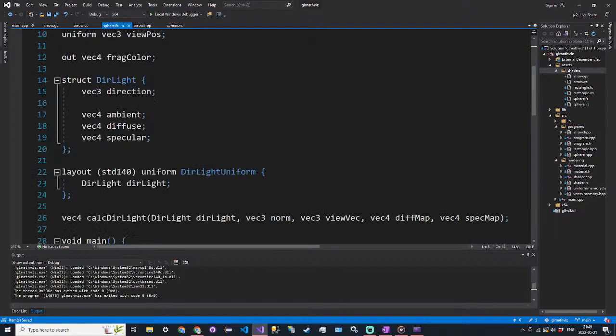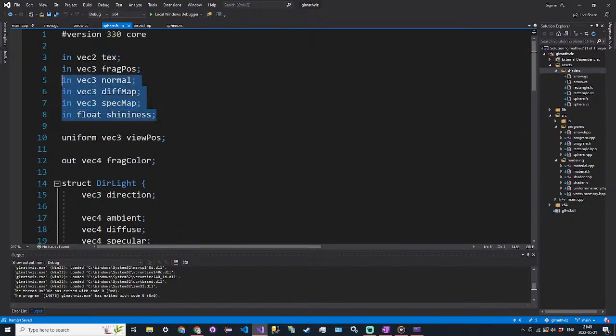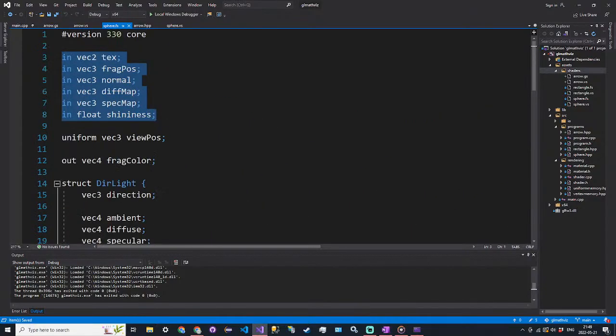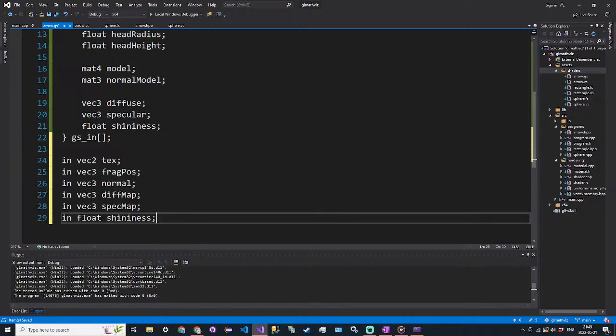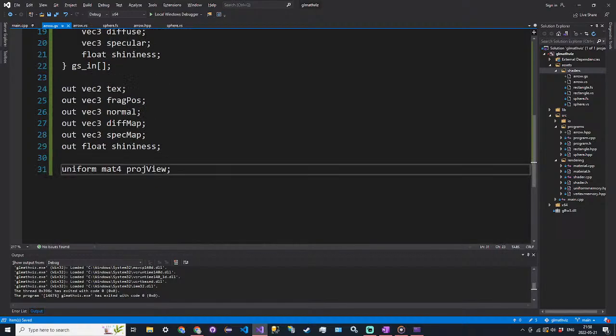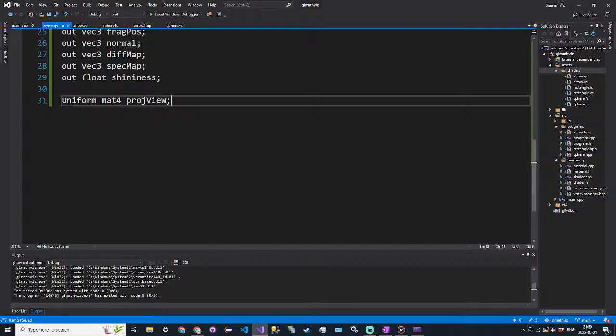And then we need to output stuff to the fragment shader, so I'm going to take that in here. I'm just going to copy all those values, and make the in keyword out. And then we also take in a uniform value. Uniform mat4 for the projection view. So we can write to uniform variables in the geometry shader just like we can with the other ones.